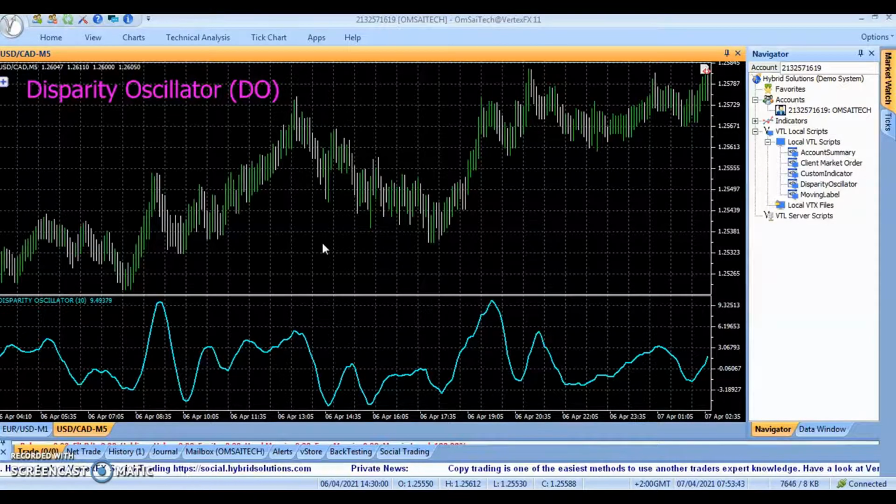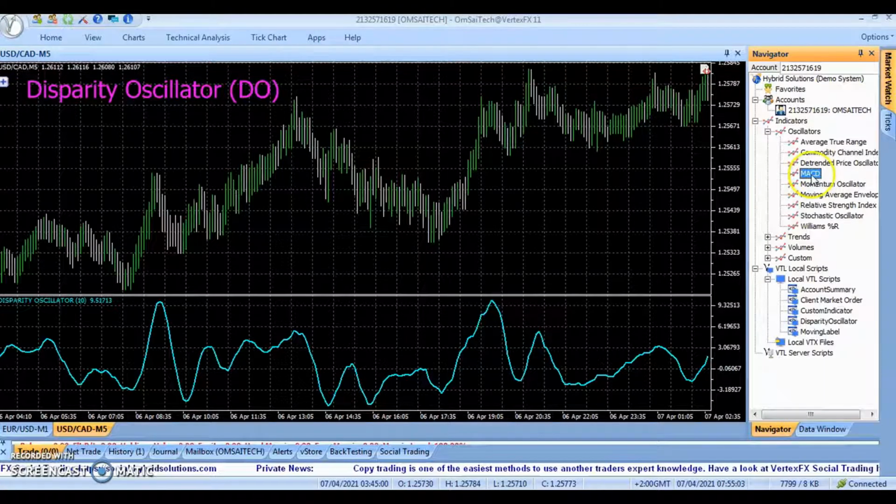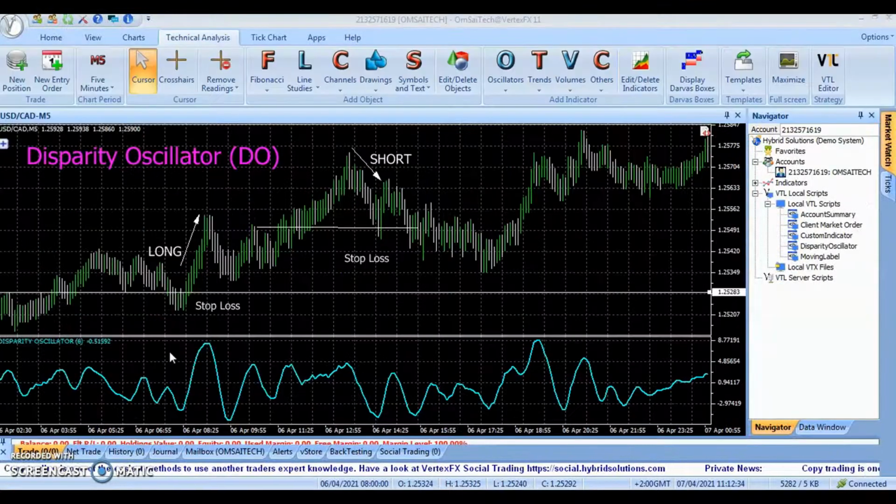Ideally, the DO should be used in conjunction with other trending or oscillator indicators like MACD or the stochastic oscillator. The trading rule of thumb for using the DO is: enter long when the DO has bottomed out below zero. The stop loss can be placed below the nearest swing low. Enter short when the DO has peaked out above zero. The stop loss can be placed above the nearest swing high.